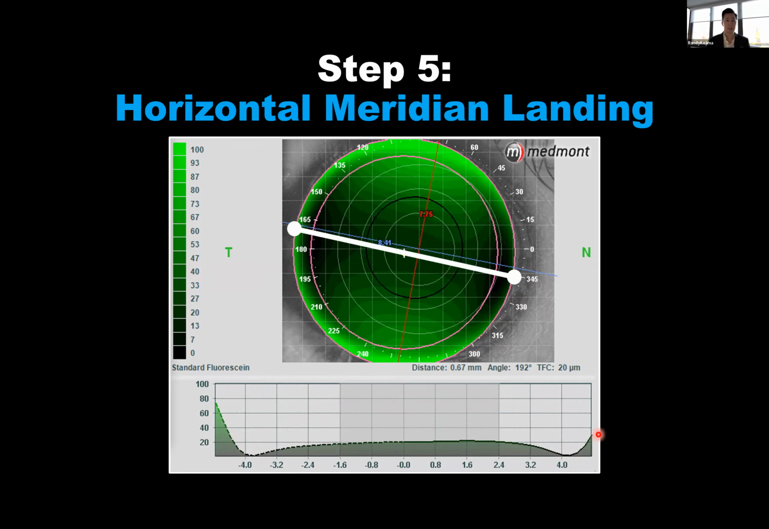Now, across this meridian, this is always the easiest because that's where the lens is always going to land the hardest, where the elevation of the eye is the highest.